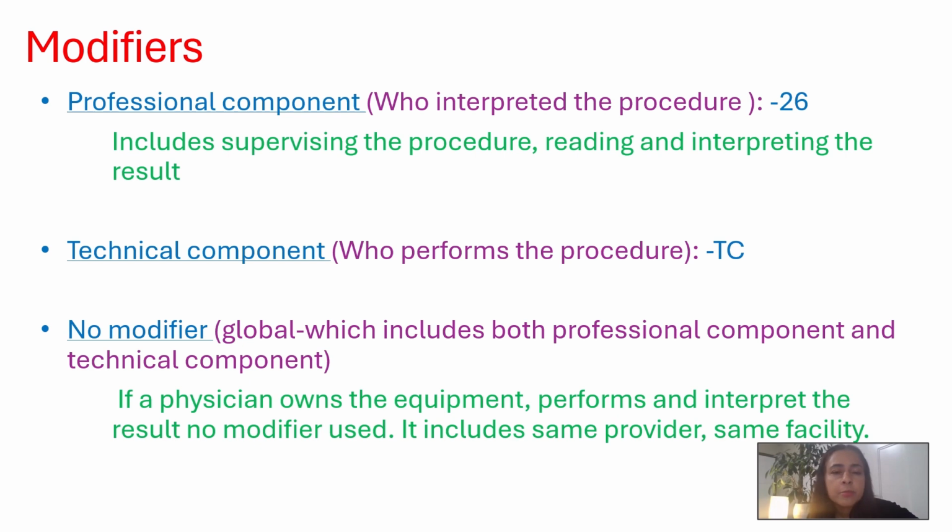So the difference between the professional and technical is, in the professional, we have to make sure who interpreted the procedure, who read the procedure, and in the technical component, we have to make sure who performed the procedure. So who performed and who interpreted. These are the 2 different things in the modifier that we need to differentiate, and keep an eye on these important things in the question.